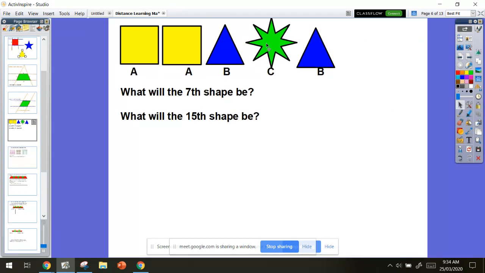All right? Now, A, A, B, C, B. How many shapes do we have in our pattern? 5. Very good. We have 5. 1, 2, 3, 4, 5. So, if I want to know what the 7th shape is going to be, what do I need to do? You need to put the pattern again. Like you repeat. Like you put another pattern. Okay. So, repeat the pattern. What will my equation be?